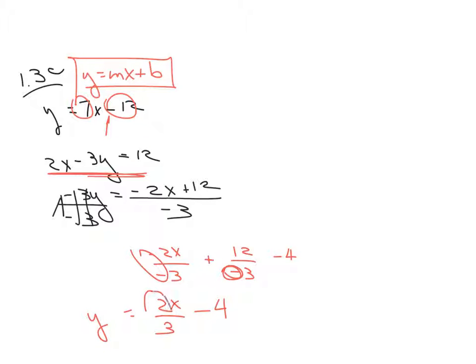So my slope is 2 over 3, and my y-intercept is negative 4. If you have any questions on what I did there, let me know.